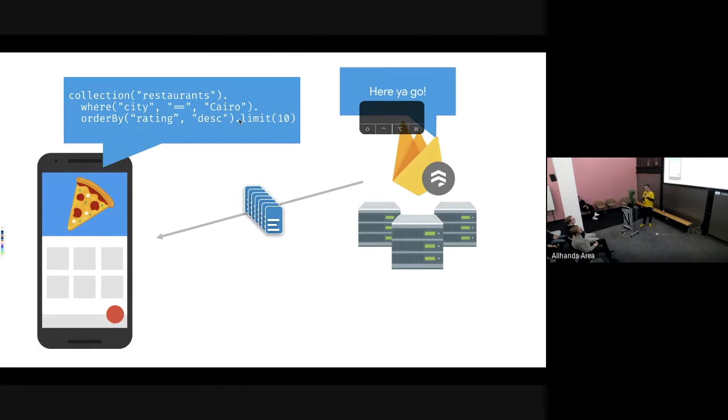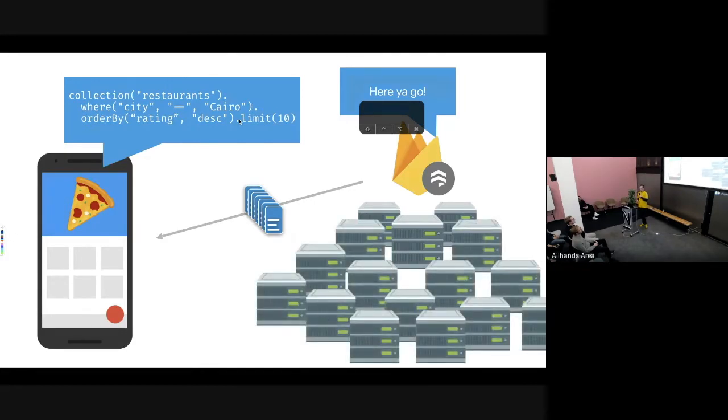So no matter if you've got a small collection of restaurants or a really, really big collection of restaurants, the speed of the query is always the same, which is really good news, I think.